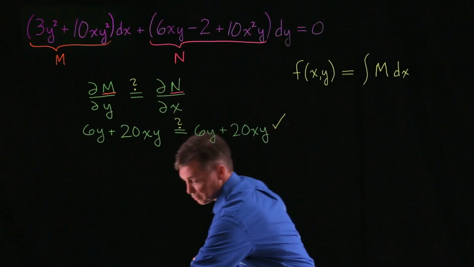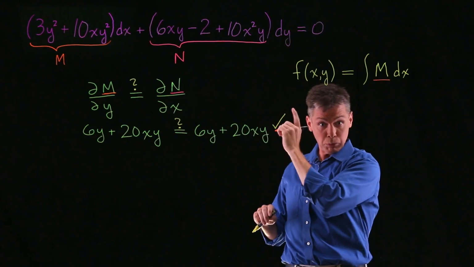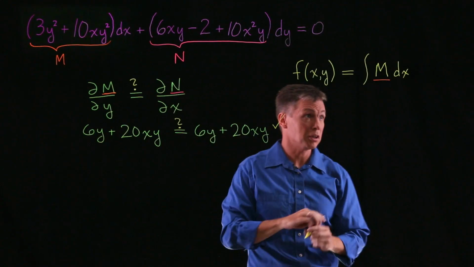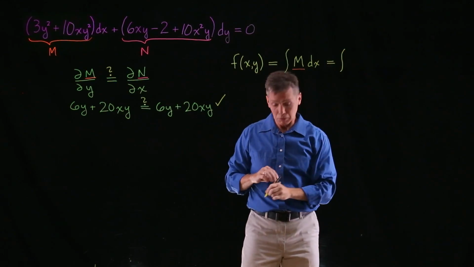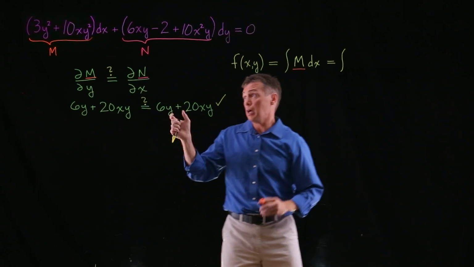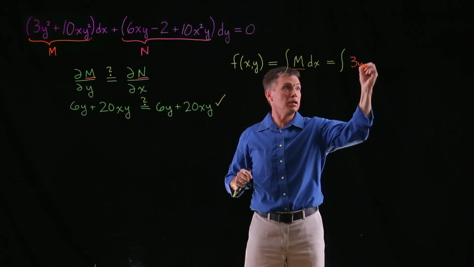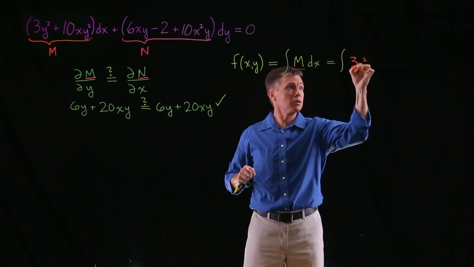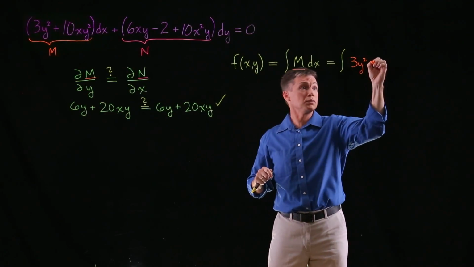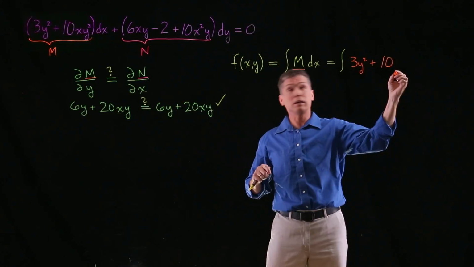Okay, what color was that? Orange. So I'm going to grab my M from what we labeled at the beginning. I'm just going to go ahead and integrate this. Integral of my M expression was 3y squared, and then plus 10xy squared.